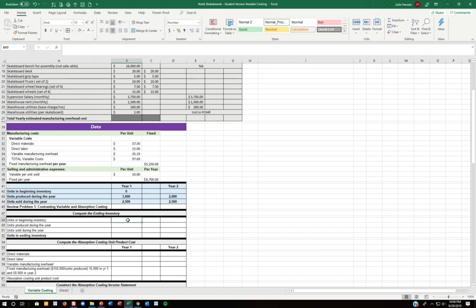This is fairly simple because the units in my beginning inventory were simply what I started with. Since I'm a brand new company, I don't have any beginning inventory. The number produced is just what was given up here, and then the units sold is what I told you we sold down here. So then obviously the ending units would be what I produced less what I sold.